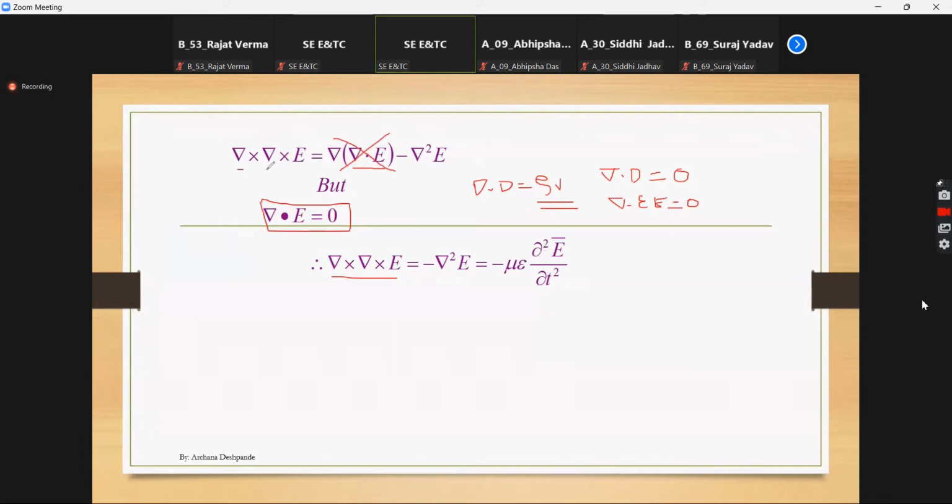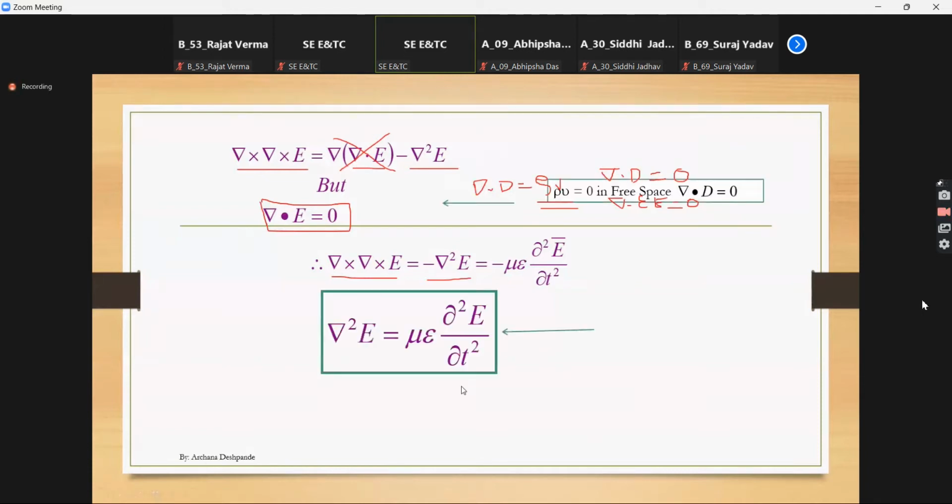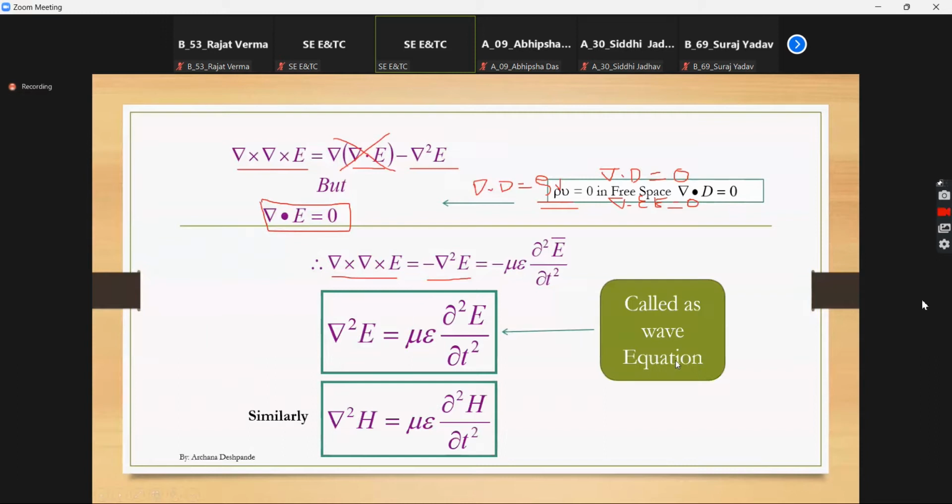So what is curl of curl of E? It is simply minus del square E. So the left hand side is replaced with minus del square E, which is equal to this. Okay, so going ahead, my expression becomes del square E is equal to mu epsilon dabba square E by dabba T square. So this is an equation of free space. This is called the wave equation. Okay, so please remember this wave equation.